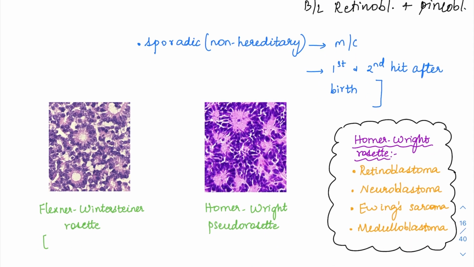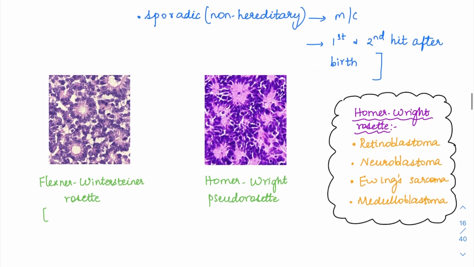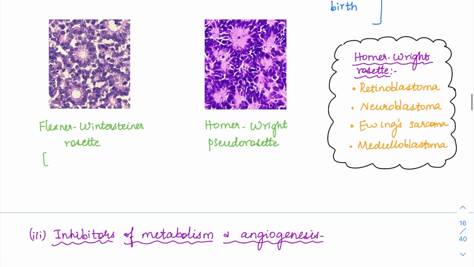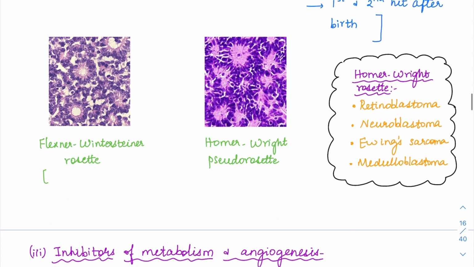So under sporadic, which is non-hereditary, sporadic retinoblastoma is going to be more common than the familial. And here, both the hits of the retinoblastoma allele are going to happen after birth only. Okay, in familial, the first was before birth and the second was after birth. But in sporadic, both the hits are going to be after birth. Okay, so that is the difference between the familial and the sporadic.